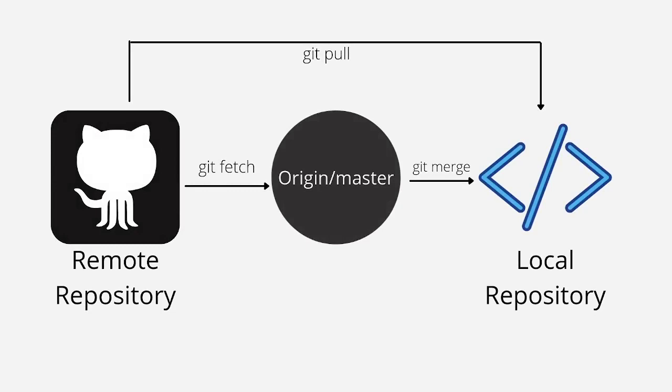Let's say we have a remote repository on GitHub and we want to bring it onto our local system. So first we will fetch the project into origin master. The origin master fetches the locally stored branch and merges that with the locally checked out branch. Next, the origin master merges that project with the branch and it will be reflected in our local repository. These two commands together make up the git pull command.